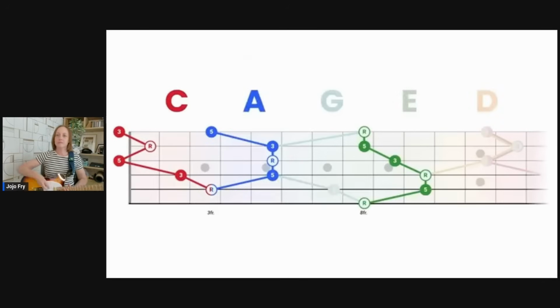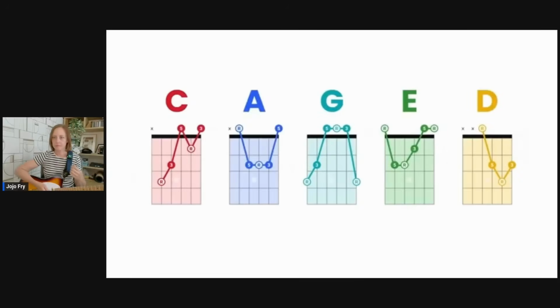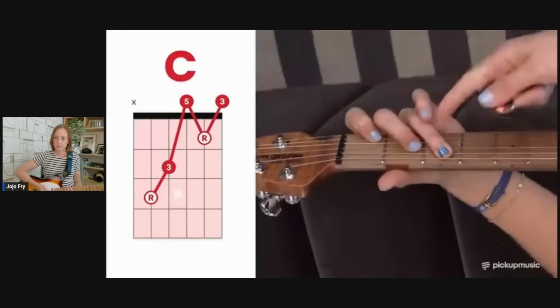Well, guess what? You already know 3 out of the 5 CAGED shapes, your C, A, and E shape. You'll notice that each of these shapes has a name, and these names come from your open beginning chords. So the C shape is based off the C chord you already know.